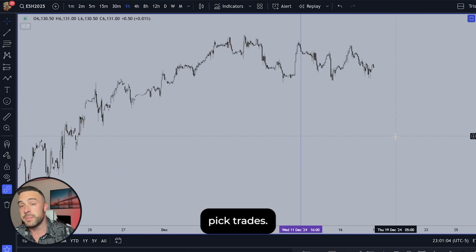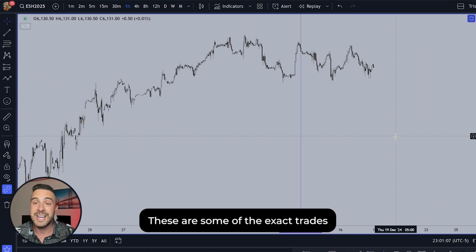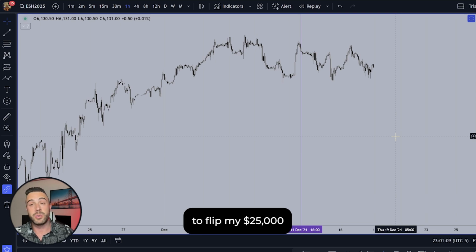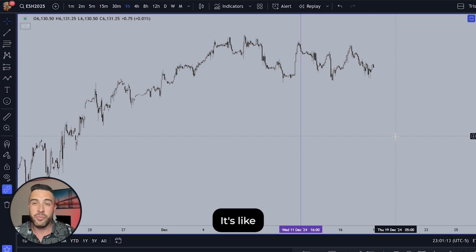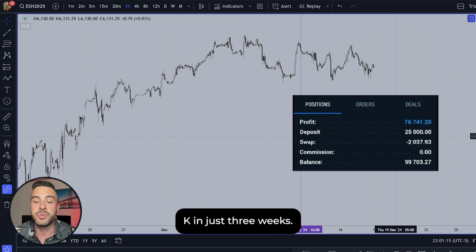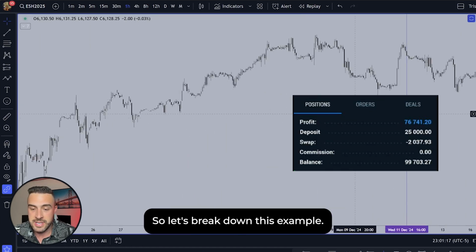And these are not just cherry-picked trades. These are some of the exact trades that I took to flip my $25,000 into just under 100K. It's like $300 short of 100K in just 3 weeks. So let's break down this example.